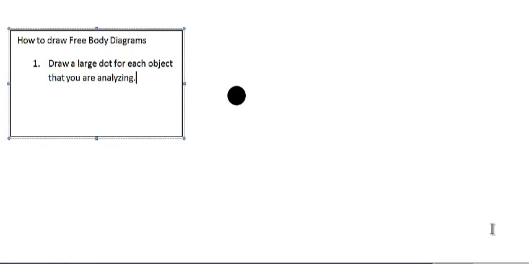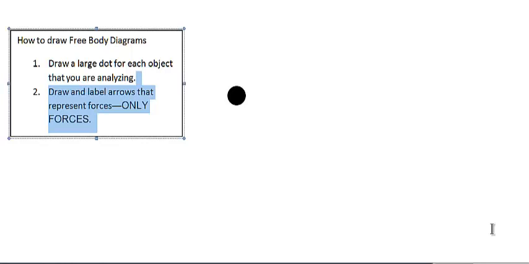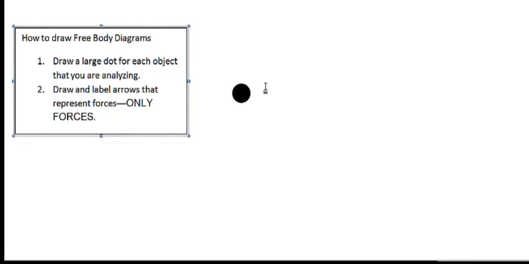And then step 2, you draw and label arrows that represent the forces, and only the forces for that one object. You're not interested in forces acting on a different object. You're interested in forces acting on that object. Only forces. Do not, on a free body diagram, draw velocity or displacement or acceleration or anything else other than the arrows that represent the forces. So let's draw a few and we'll make some conclusions and a few more fine points about them.